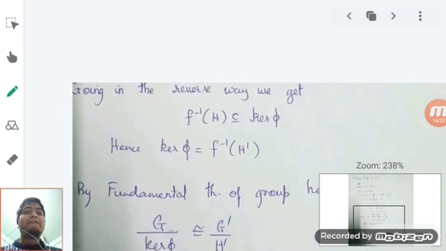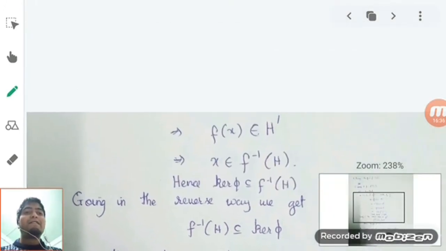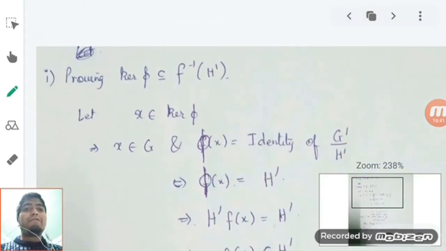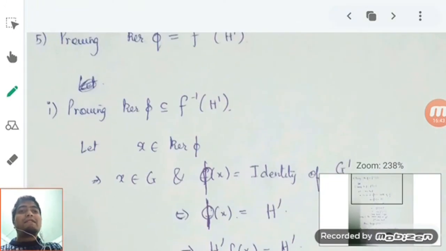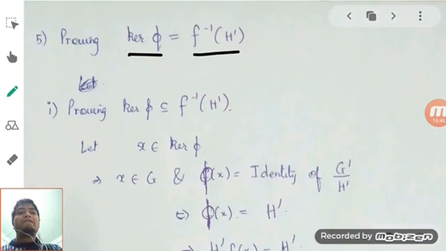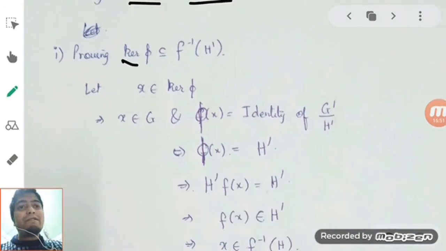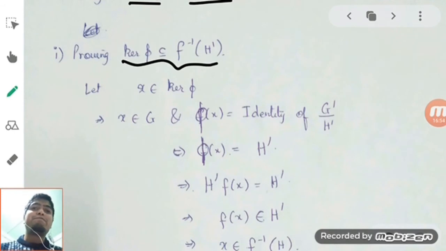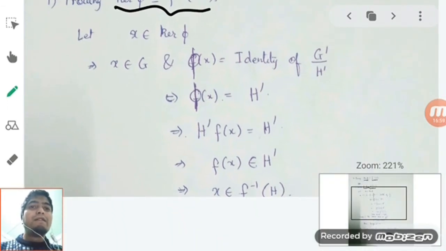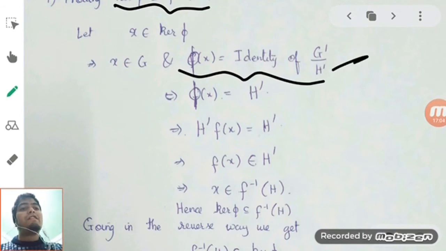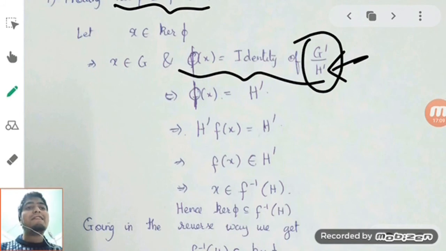And the last stage is proving that the kernel is equal to the pre-image. This is how we do it, because they are sets. The kernel is a set. The pre-image is also a set, as you have learned. So we will do it in the usual way, that is, first prove that one is a subset of the other and the other is a subset of the first one. So x belongs to kernel phi. So phi x will be equal to the identity of the second set. The identity of the second set is G dash by H dash.